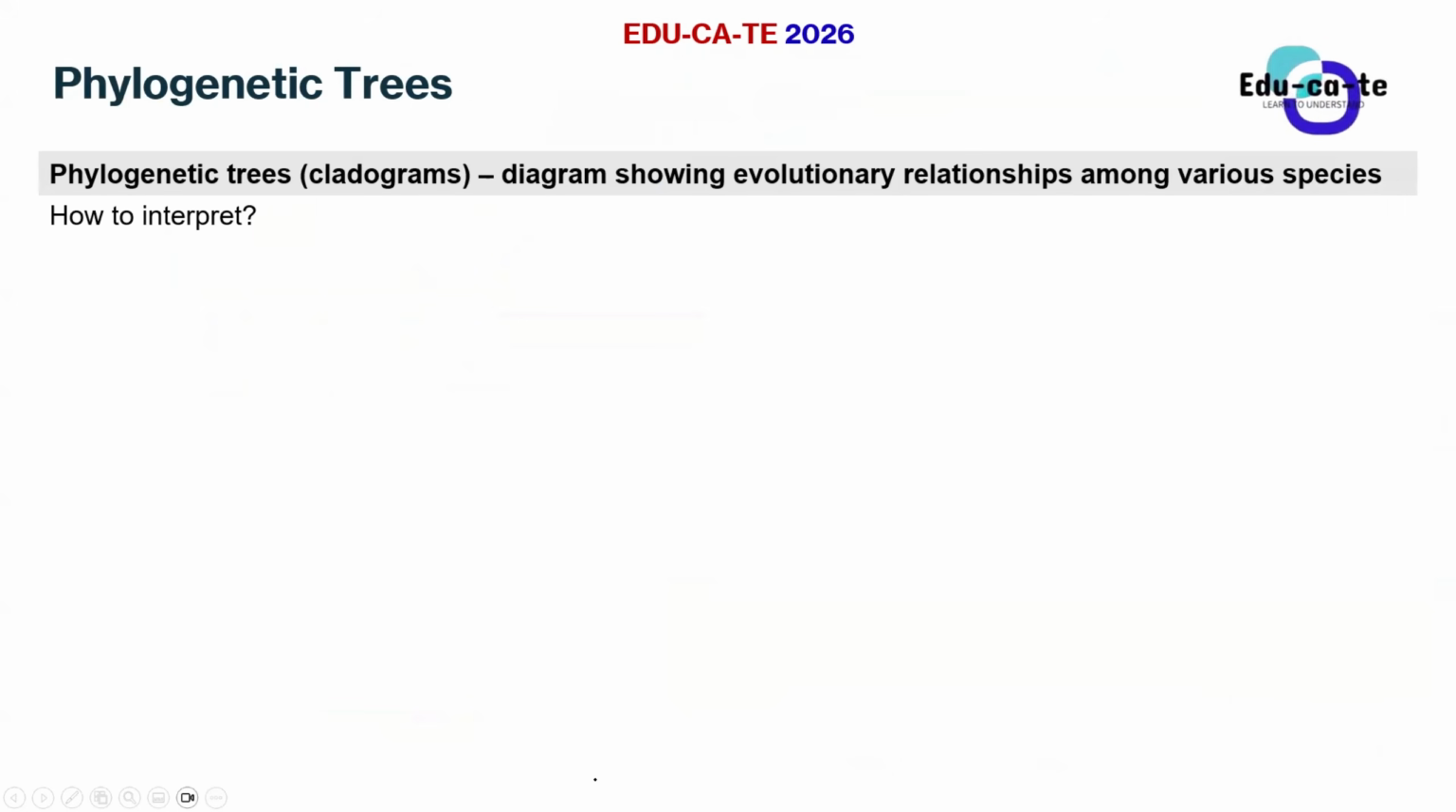So phylogenetic trees, this is not your first time hearing the term because you've been working with phylogenetic trees from your grade 11 until now, right? Phylogenetic trees are otherwise known as cladograms. Cladograms or phylogenetic trees are diagrams that show evolutionary relationships among various species.